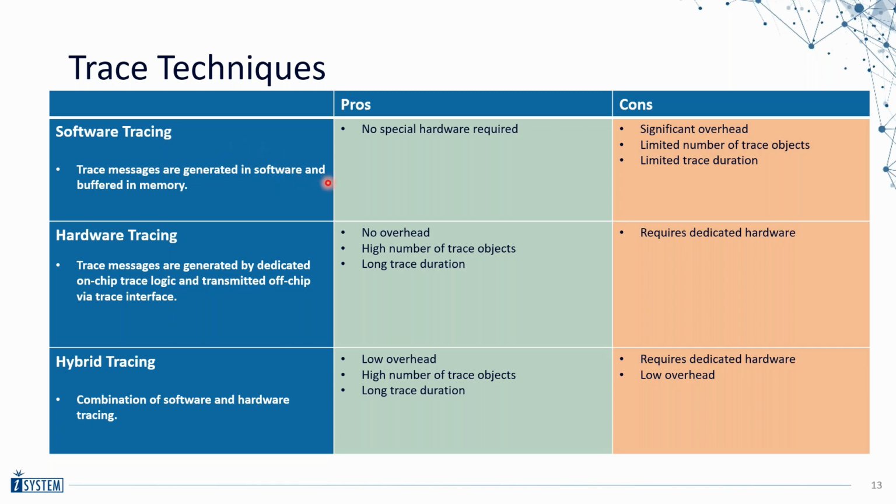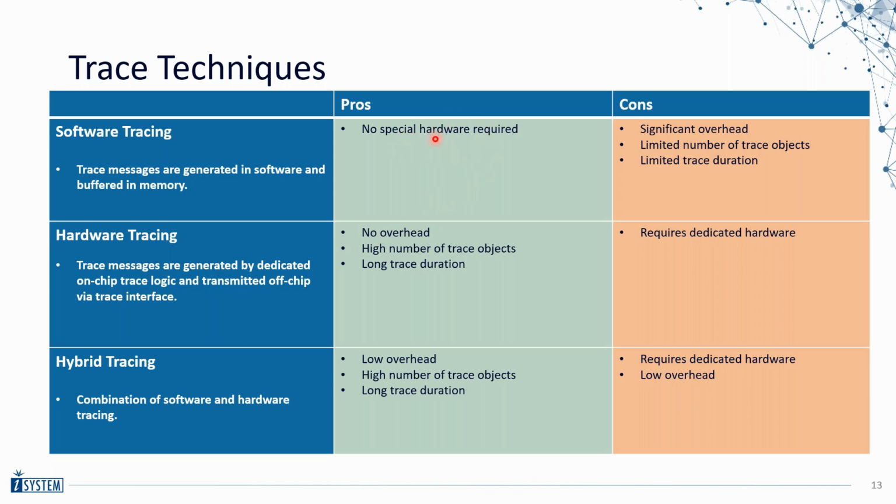In contrast to that, hardware tracing works by utilizing a dedicated on-chip trace logic. That means there's a dedicated part on the silicon that is capable of generating trace messages, and then it sends those trace messages off chip via a dedicated trace interface. The difference between those two is significant, of course.